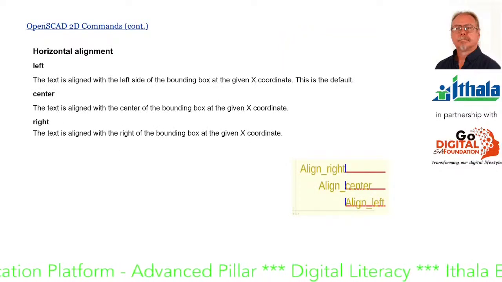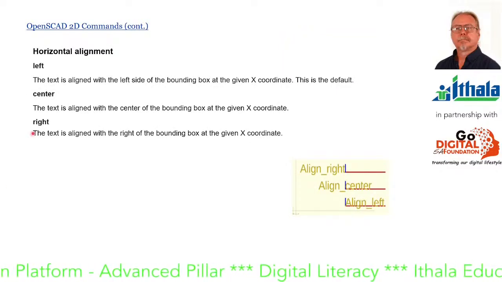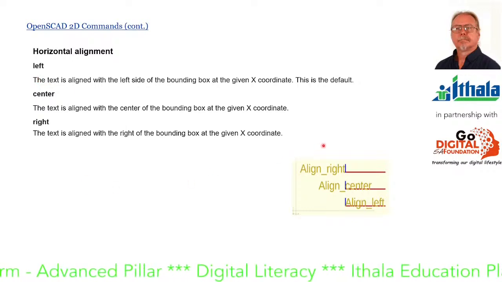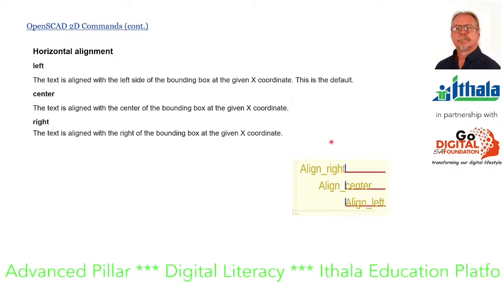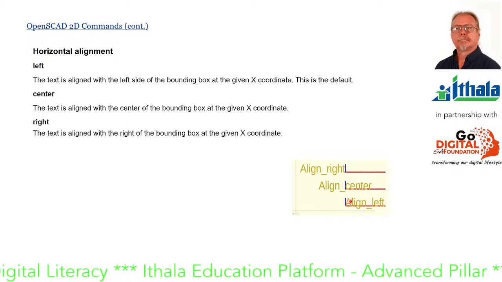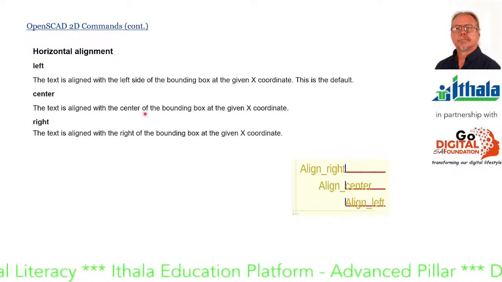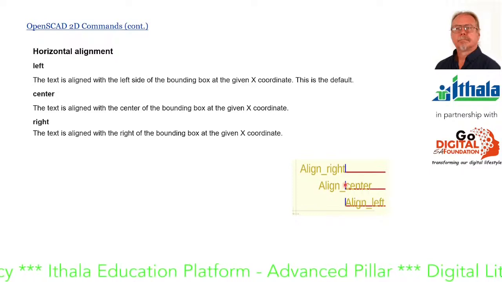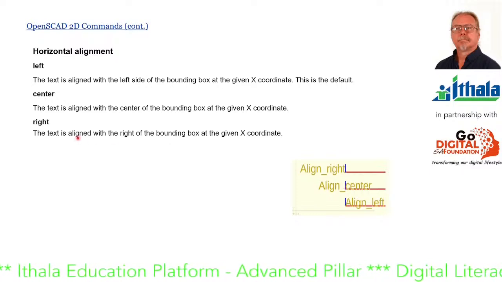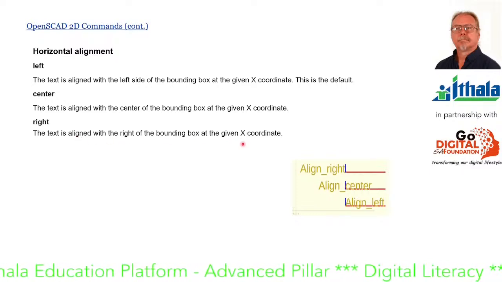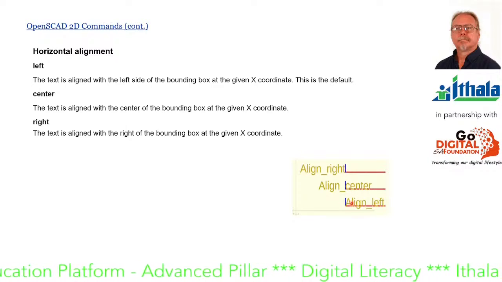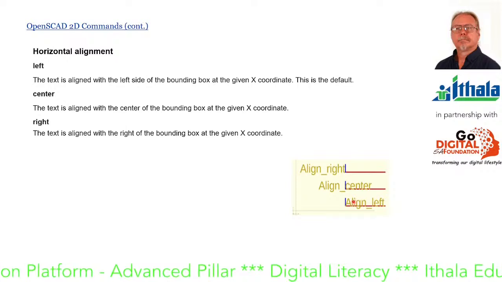Then horizontal alignment. If we specify left, the text is aligned with the left side of the bounding box, and this is the default. That's this one. Center, the text is aligned with the center of the bounding box, so that's in the center. And right, the text is aligned with the right of the bounding box, so that's on the right. So the default is lining it on the left side.